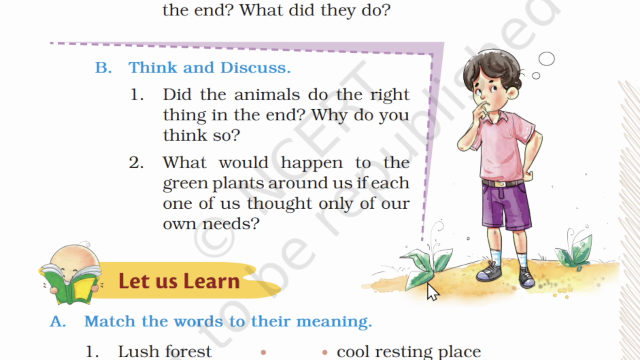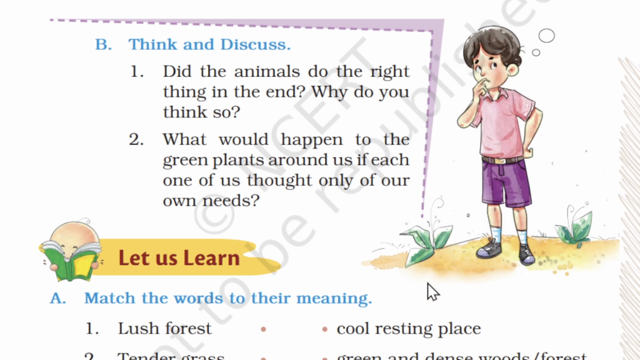Okay. So, what would happen to the green plants around if each one of us thought only of our own need? For example, if we have some plants and say no one should touch that one, it's only for me, no one should eat. What will happen? That will not be good. Everything should be for everyone. Nature is like that only. Nature is not only for one person, nature is for everyone.